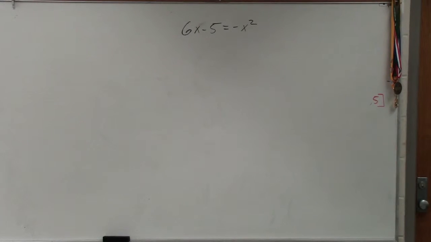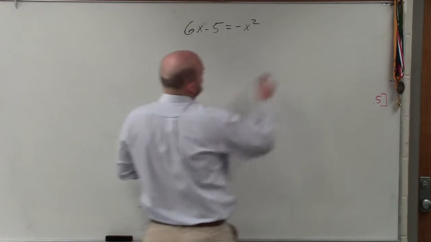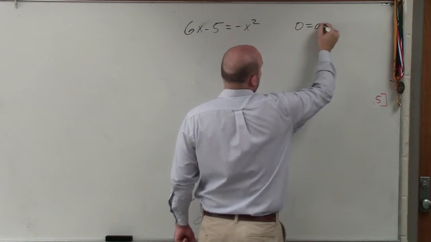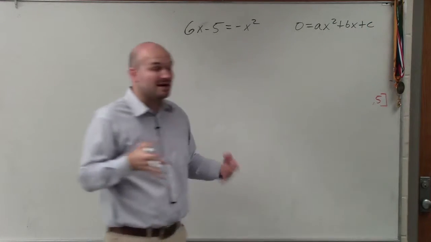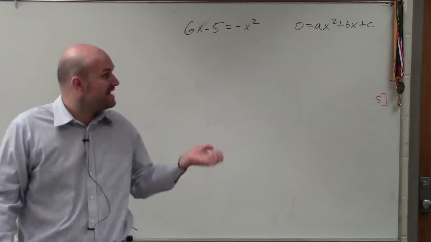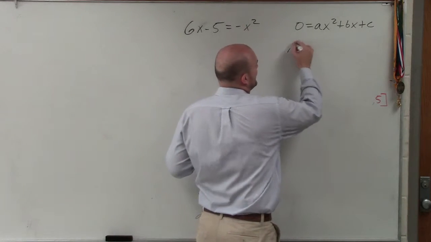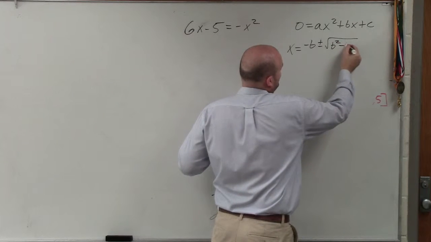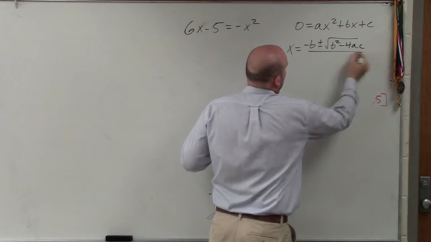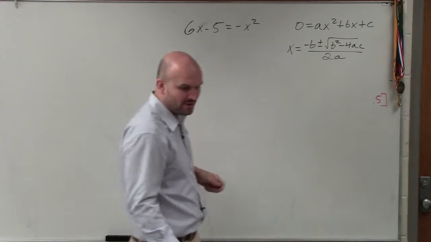So the main important thing, ladies and gentlemen, is when we are applying the quadratic formula, we have to make sure we have our quadratic in the form of ax squared plus bx plus c. Then, by using the quadratic formula to find the values of x that make my quadratic equal to 0, we'd say x equals the opposite of b plus or minus the square root of b squared minus 4 times a times c all over 2a.